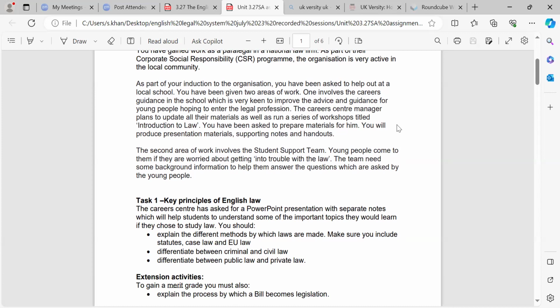One involves the careers guidance in school, which is very keen to improve the advice and guidance for young people hoping to enter the legal profession. The Careers Centre manager plans to update all their materials, as well as run a series of workshops titled Introduction to Law. You have been asked to prepare materials for him. You will produce presentation materials, supporting notes and handouts.